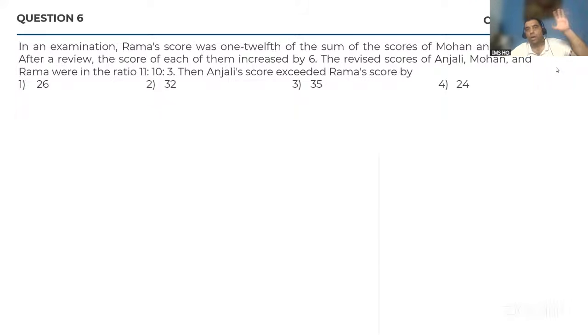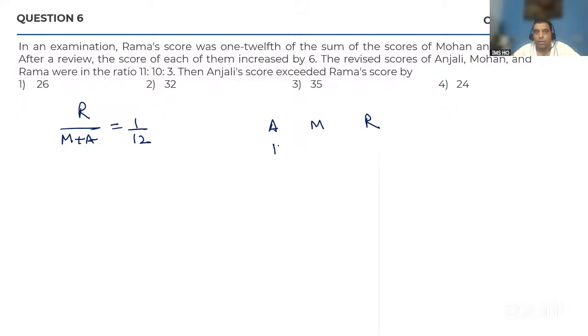Look at the question they've stated. Initially, they mentioned that Rama's score is 1/12 of the sum of the scores of Mohan and Anjali. So that means the ratio of Rama's score to Mohan and Anjali's combined score is 1/12. If the names are different, I am least bothered about whether it is Rama or Ramesh or Rajesh. This is given as 1/12 initially. Now they mentioned that after review, the score of each of them increased by 6. The revised scores for Anjali, Mohan, and Rama are in this ratio.